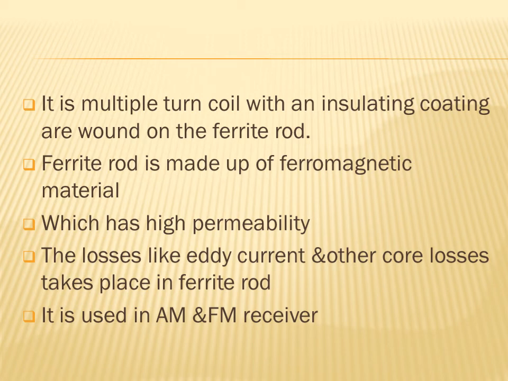The multiple turn coil is wound on a ferrite rod. The ferrite rod is made up of ferromagnetic material, which has high permeability. The losses like eddy current and other core losses take place in the ferrite rod. And it is used in AM and FM receivers.